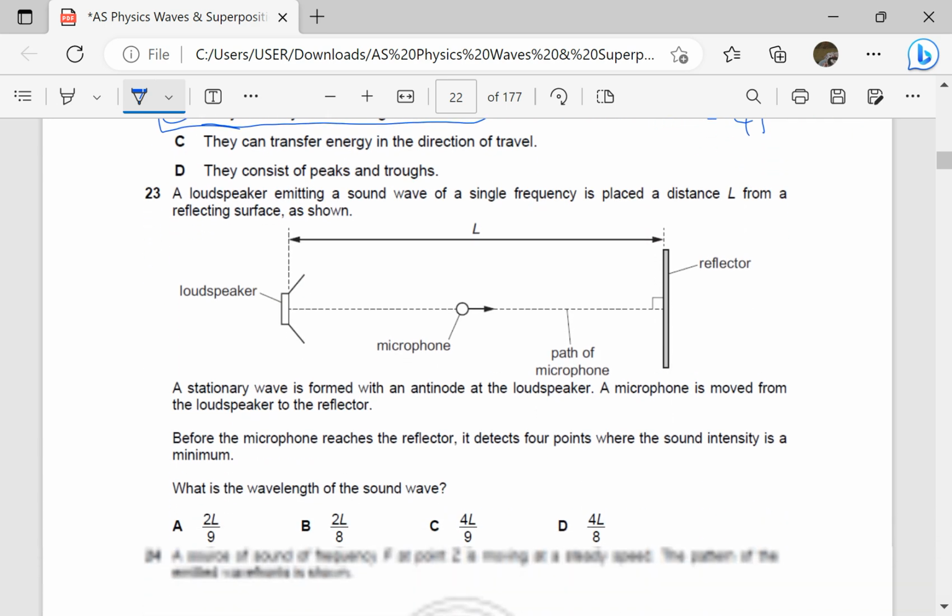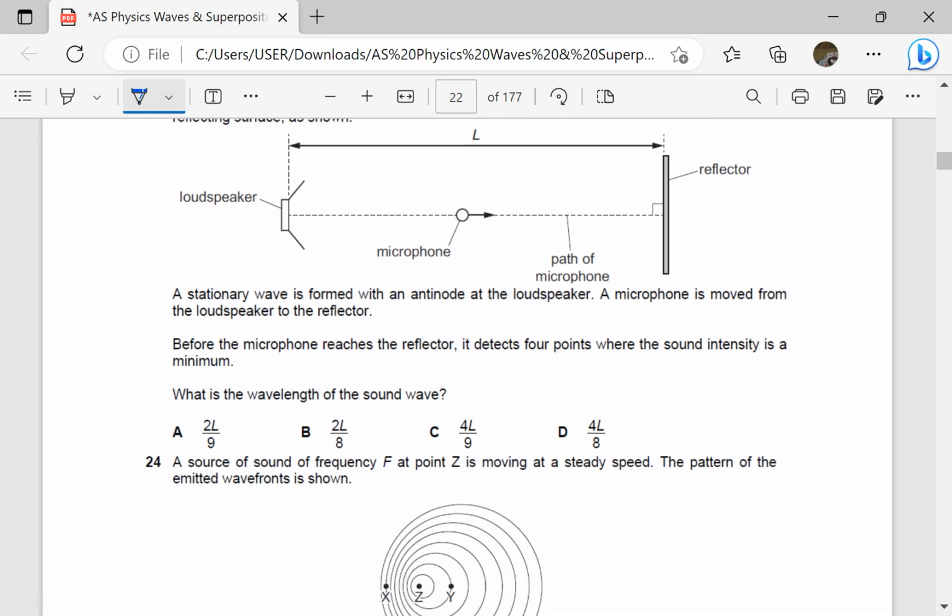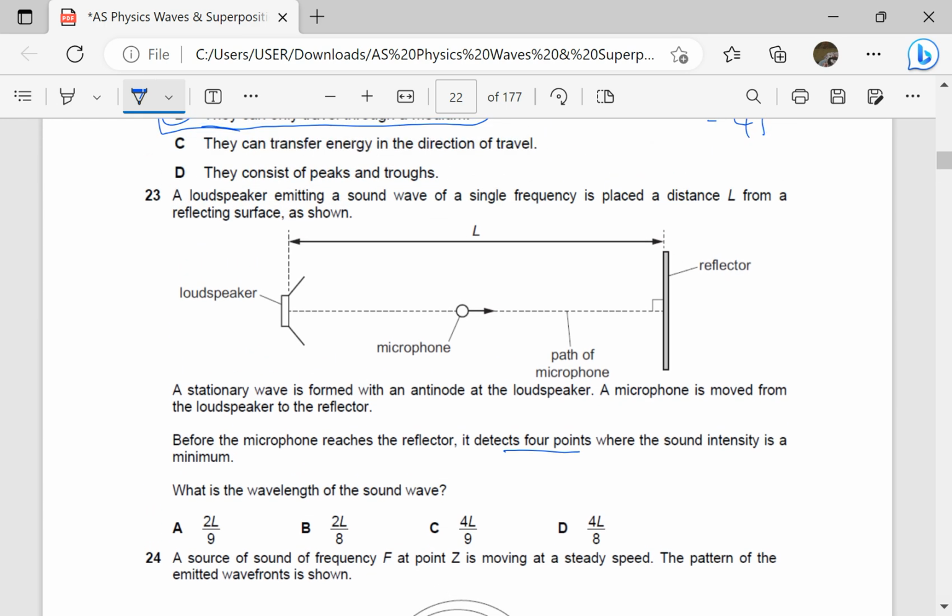A loudspeaker emitting a sound wave of a single frequency is placed at distance L from a reflecting source as shown there. A stationary wave is formed with an antinode at the loudspeaker. A microphone is moved from the loudspeaker to the reflector. Before the microphone reaches the reflector, it takes 4 points where the sound intensity is minimum. So it means between the loudspeaker and before we reach the reflector, we should have 4 nodes.